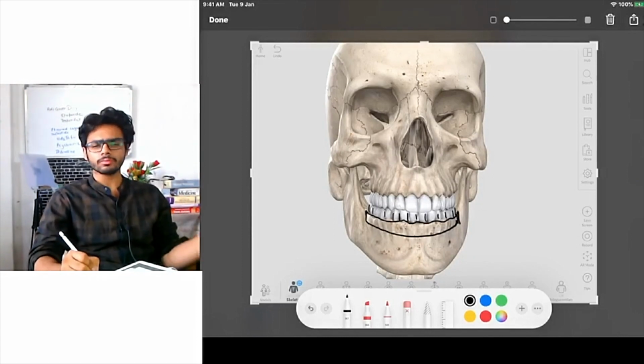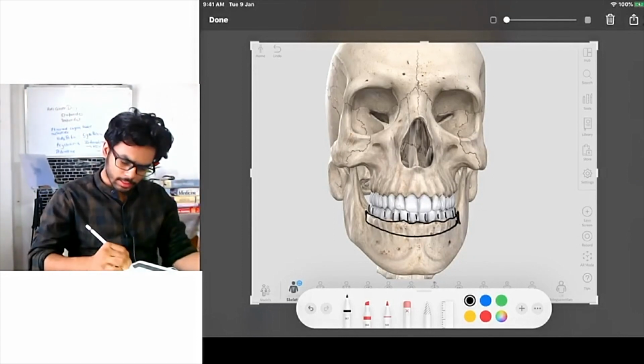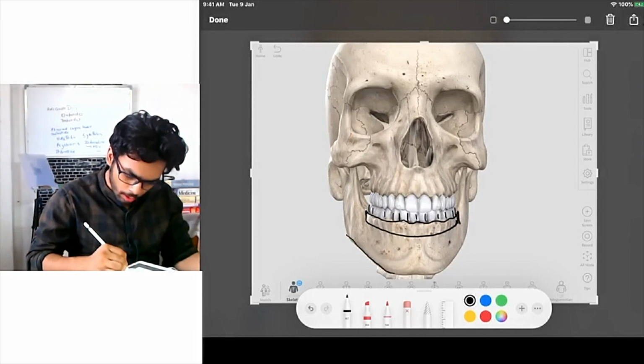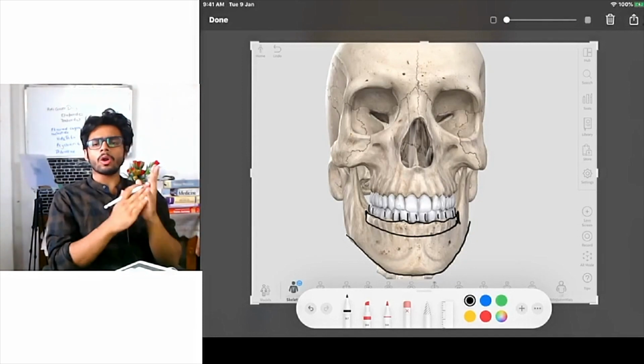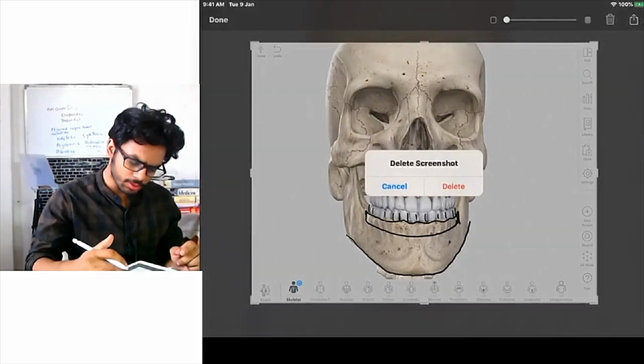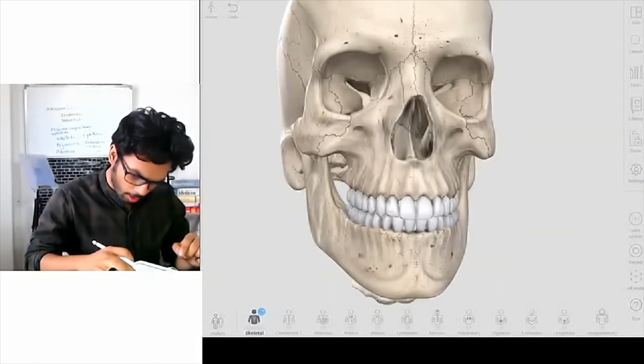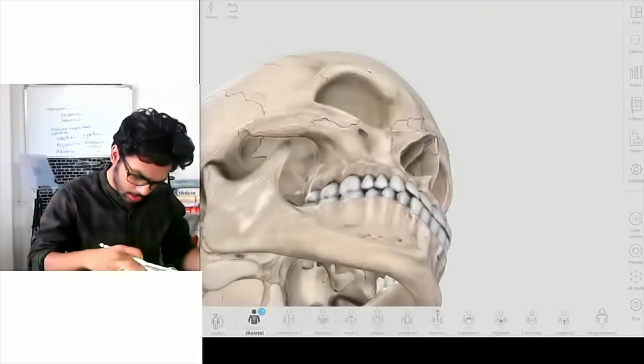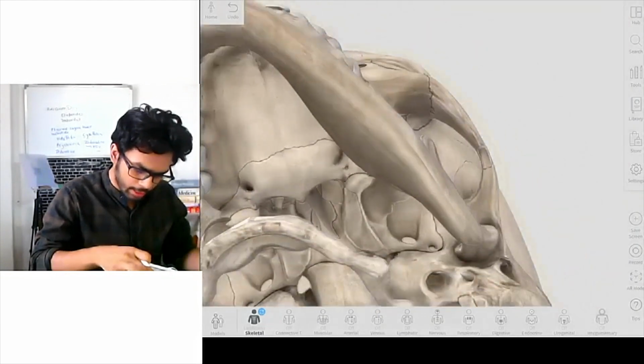Am I clear? And this is the lower border. Can you see this structure? The lower border or base is rounded. When you look at this structure, you see the lower border or base is rounded. Can you see this structure here? See how rounded it is.